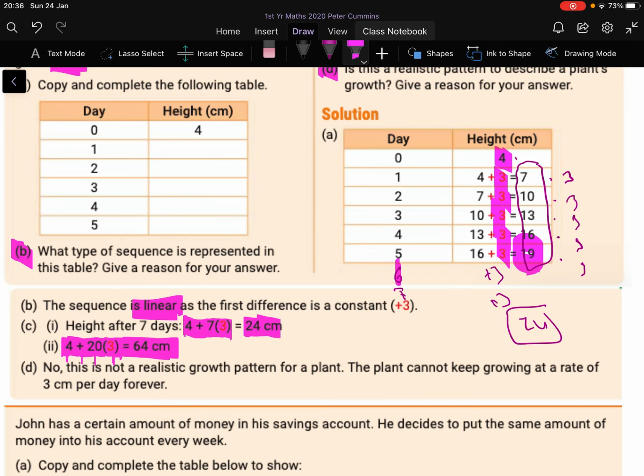Is it realistic? No. The plant can't keep growing at a rate of 3 centimeters per day forever, or it would be absolutely ginormous in a couple of weeks. So it's not realistic. But they'll always ask that kind of question. Do you believe this could actually happen?